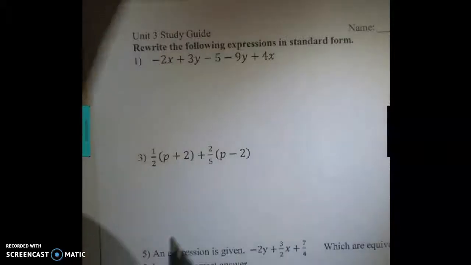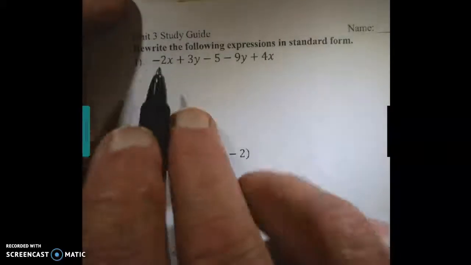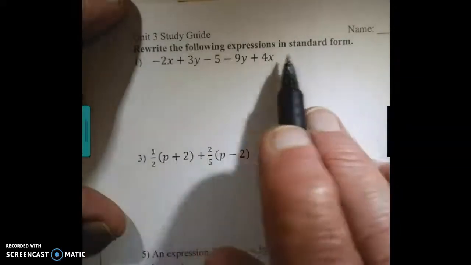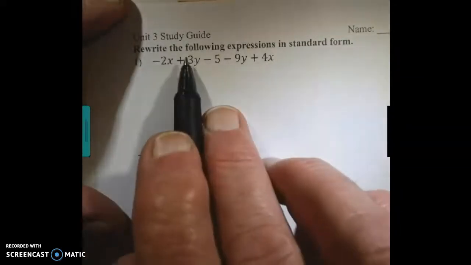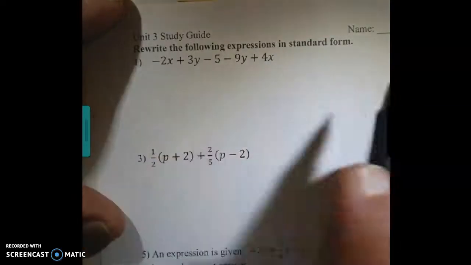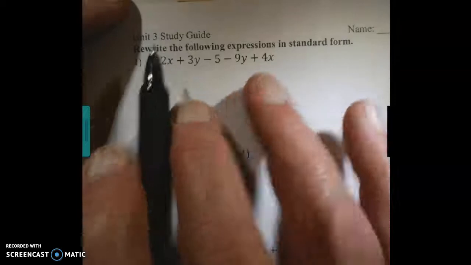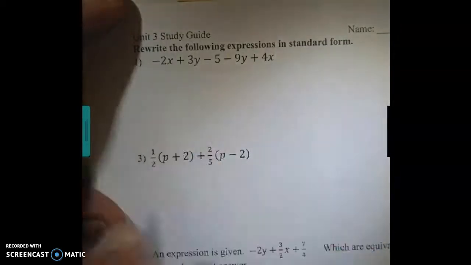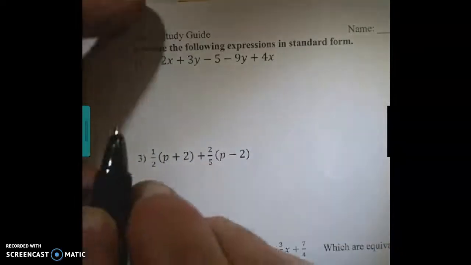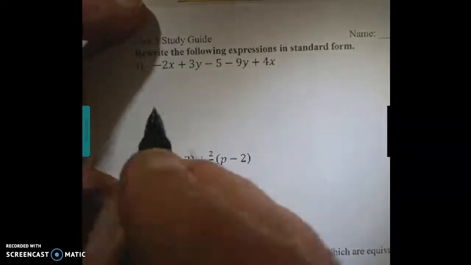Okay, Unit 3 Study Guide, question number 1. Numbers 1 through 4. Rewrite the following expressions in standard form. This means simplify it. Combine the like terms. Well, do any operation you can and then combine the like terms to make this as simple as possible. This one, there aren't any other operations to do, so it's just combining like terms.